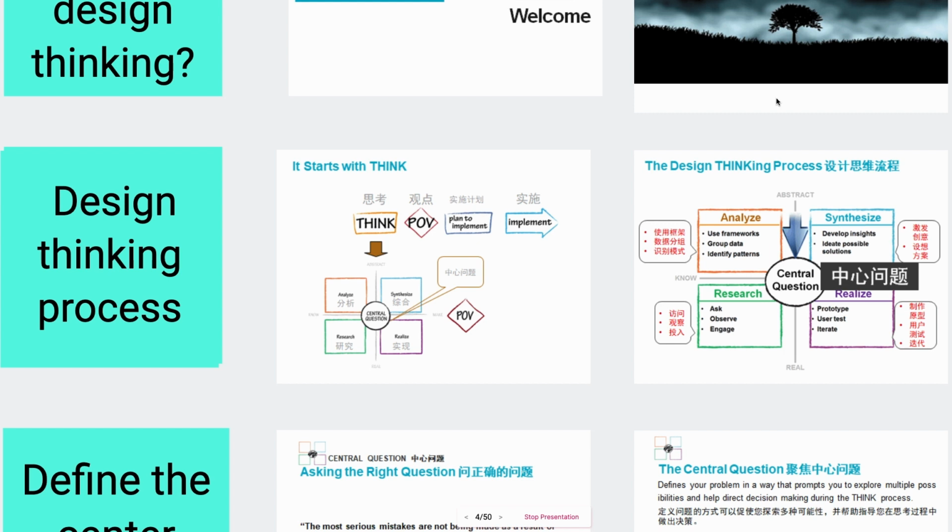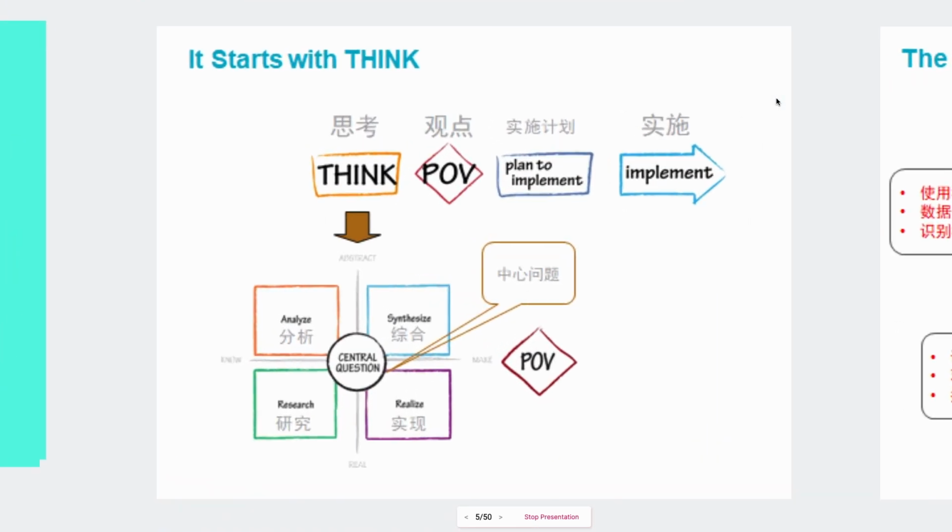Okay. So the design thinking process, we actually have 4 steps. The first step is the think step, and then we go to define the point of view, define the creative solutions, and then we go to the plan to implement. This is the 4th step. And what I really want to focus on sharing today is the think part.